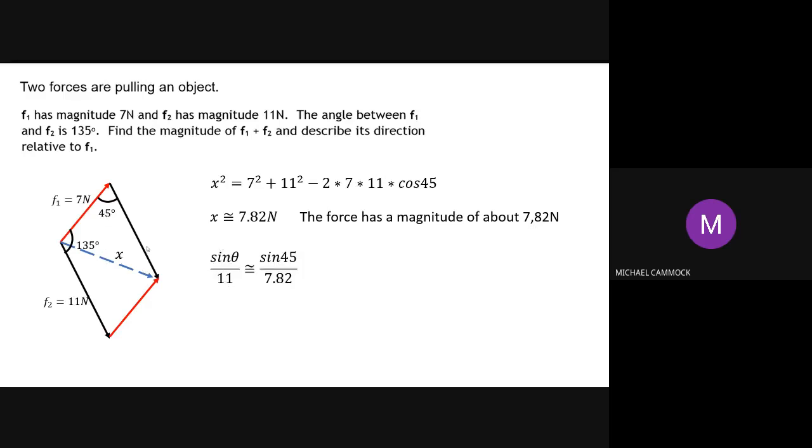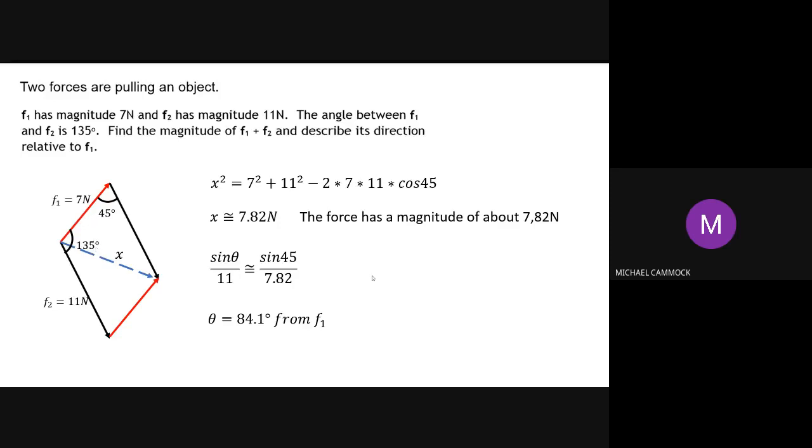The sine law would say that the sine of this angle I'm trying to find, so the smaller angle, not the 135, the 135 is a big angle, the sine of this smaller angle right here over this side, which is the 11 Newton side, is approximately equal to the sine of 45 over what was the x, but we know the x is now 7.82. So we can now finish that calculation and say that theta, which is the smaller angle, now remember, I'm not looking at the big 135, I'm looking at the angle inside here, is 84.1 degrees away from F1. So this line is 84.1 degrees away from the 7 Newton line.